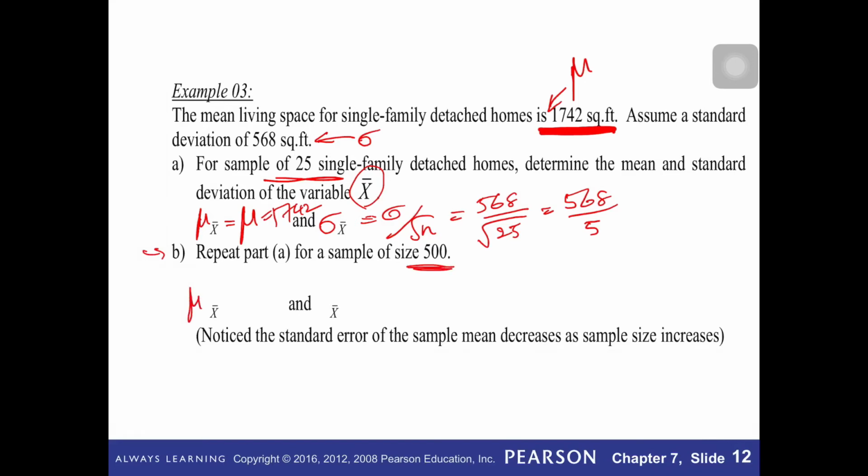So the mean of x bar equals mu. It doesn't change because of the sample size. But sigma x bar, which means the standard deviation of x bar, is sigma over square root of n. Sigma doesn't change, but n changes. Here it is 500. Okay, so the standard error decreases when the sample size increases.